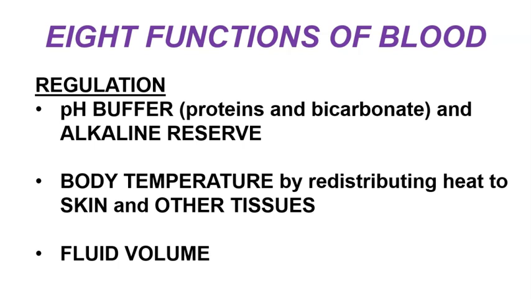It maintains body temperature by redistributing body heat to the skin as well as other tissues, because when we are warm, we see that blood flow to the skin increases, as blood vessels in the dermis will dilate and increase blood flow to the skin, so that excess body heat may be lost to the environment. And when we are cold, the opposite happens. Blood flow to the skin decreases, so those dermal blood vessels constrict, to reduce the amount of body heat that's lost to that environment.